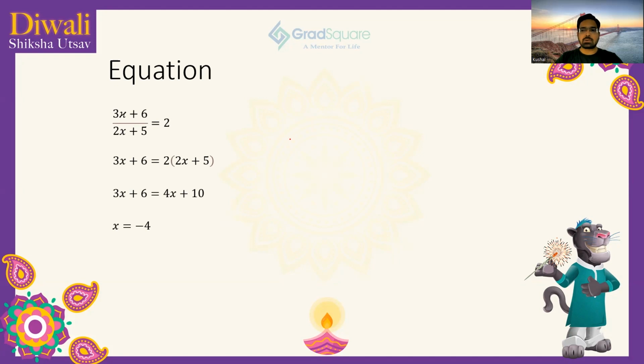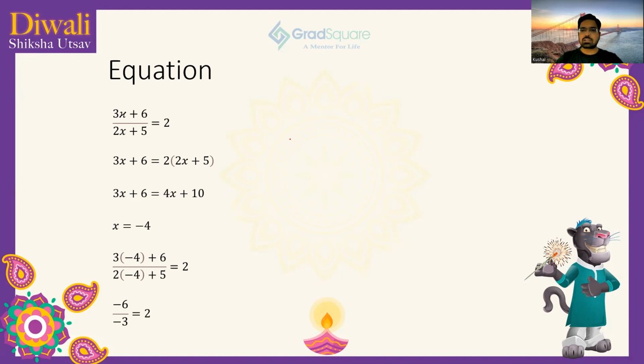Now, what does this x equals minus 4 mean? It means that if you put x equals minus 4 back into that equation, your left hand side will turn out to be equal to the right hand side, which in this particular case is 2. So let's put x equals minus 4 back into the equation. What you're going to get on the left hand side is minus 6 by minus 3, which is nothing but 2. So your answer, x equals minus 4, is actually correct.